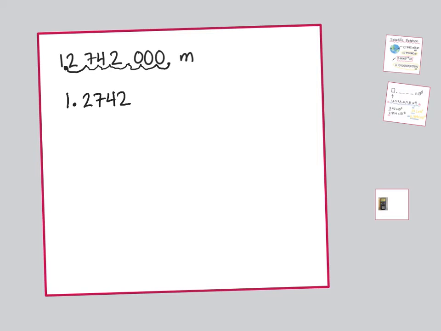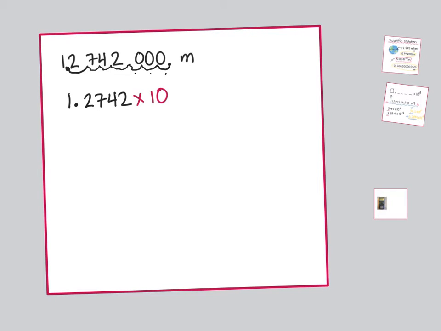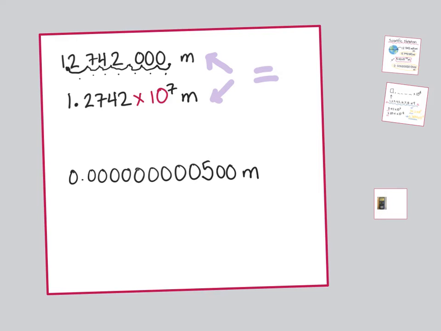Okay, so now we need a times 10, and we'll put that in, and then we need a power. So what's our power going to be? Move the decimal over 7 places. So we're going to count over 1, 2, 3, 4, 5, 6, 7. So that's our power. We moved it 7 places. So 1.2742 times 10 to the 7th meters. While these two numbers look different, they're equivalent. They're exactly the same number. They're just represented in different ways. The top one is a number written in regular notation, and the bottom one is the same exact number written in scientific notation.